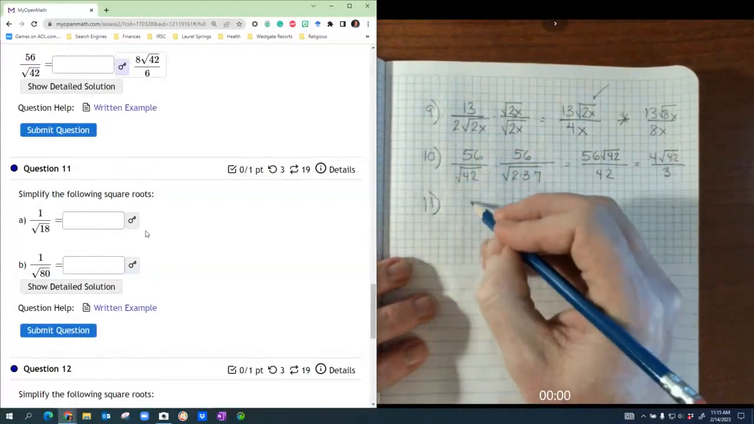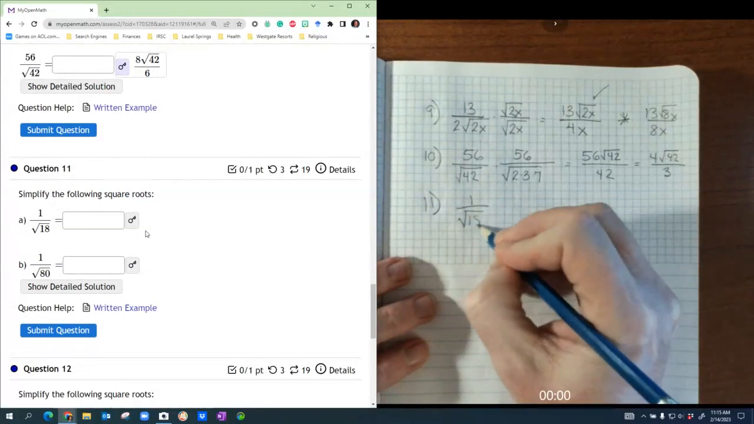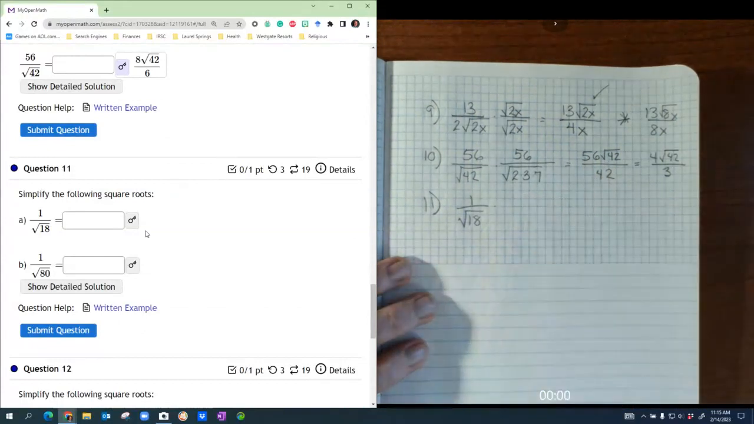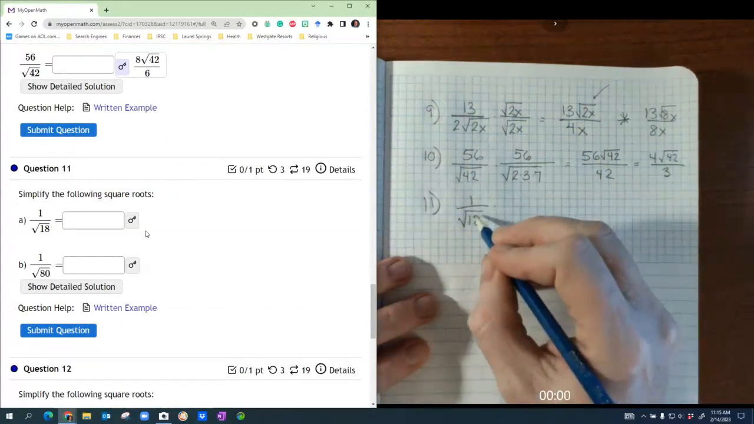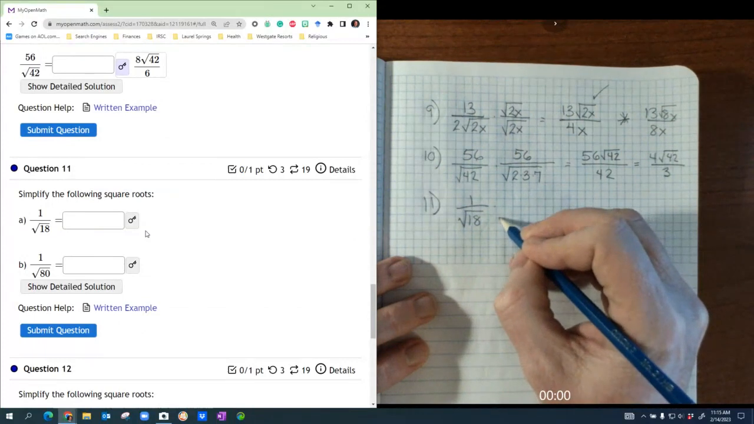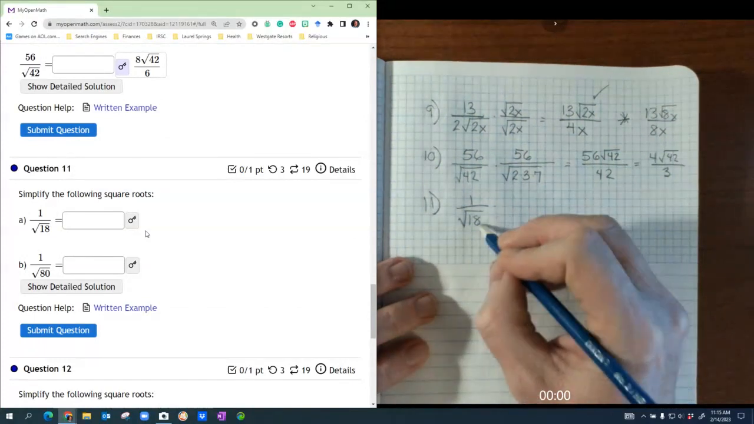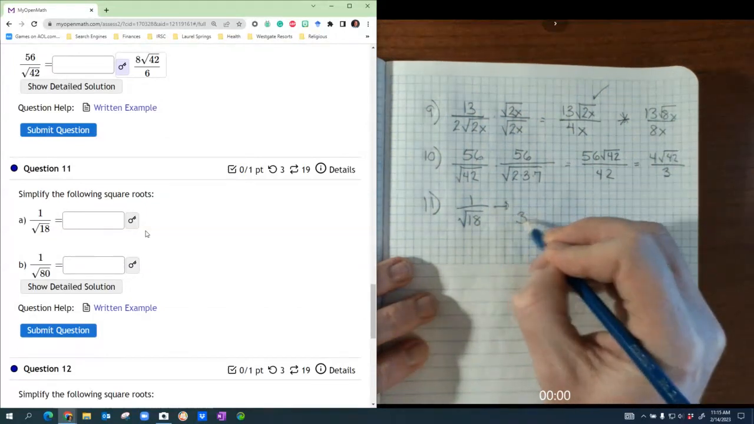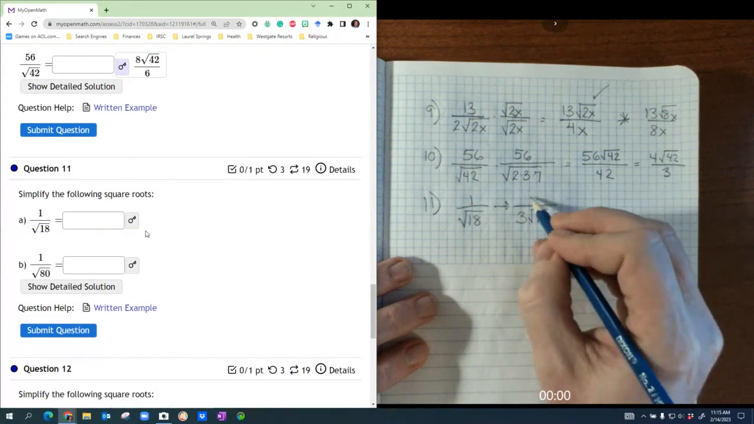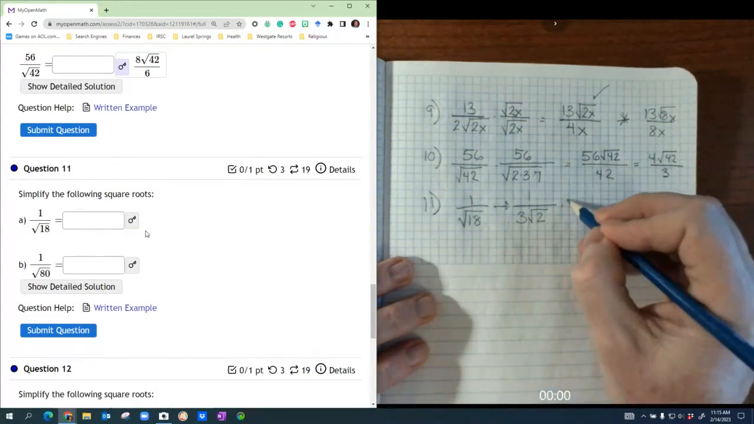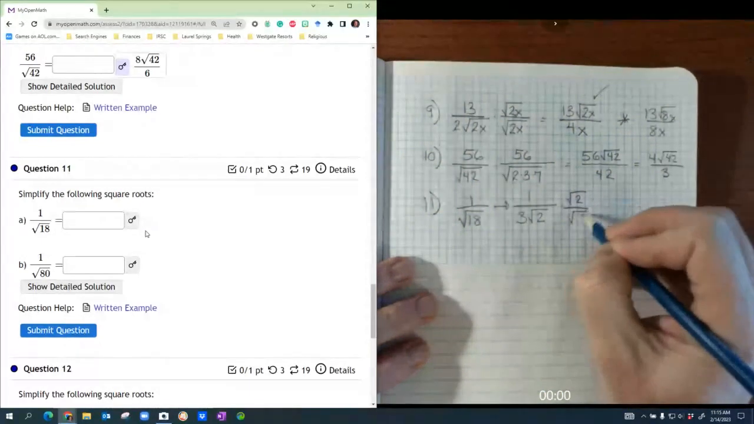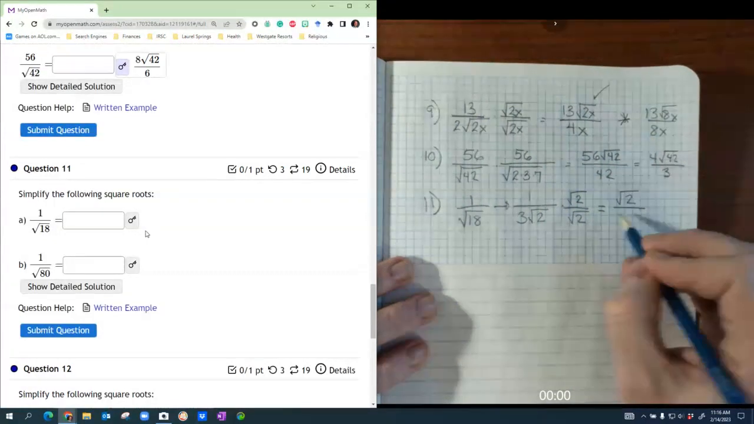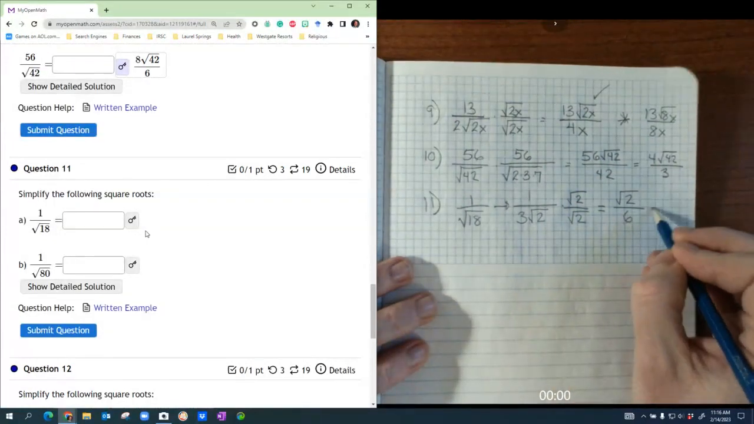11. 1 over radical 18. Now, when we look at radical 18, we're going to remember that this is really 9 times 2, which is 3 radical 2. So let's go ahead and simplify that. It's going to be 3 radical 2 over 1. So we're going to multiply both top and bottom by radical 2. And then that will leave us with radical 2 over 2 times 3 is 6, and that's the answer we're looking for.